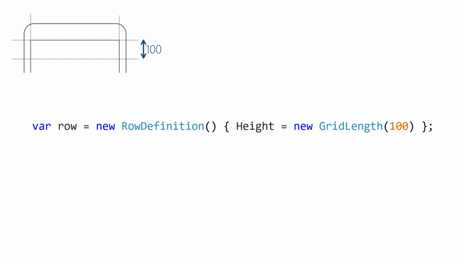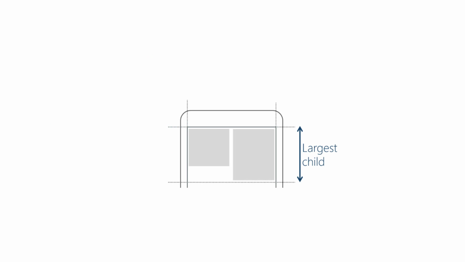Here we want to create a fixed size grid length. In code, we'd use the grid length constructor taking a numeric value. The constructor will set grid unit type to absolute for you. In XAML, we just give a numeric value, and the XAML parser will invoke the type converter to create the grid length instance. Next is auto sizing.